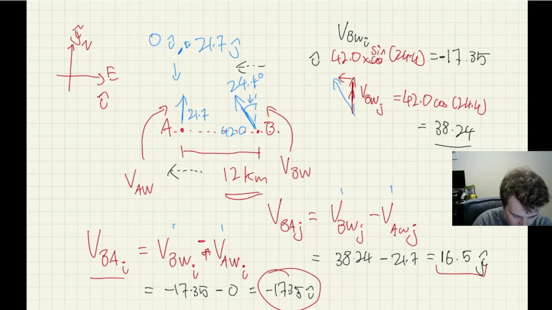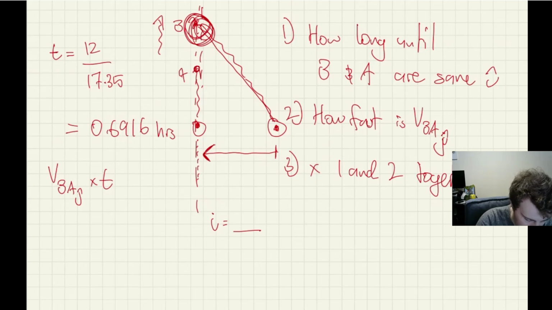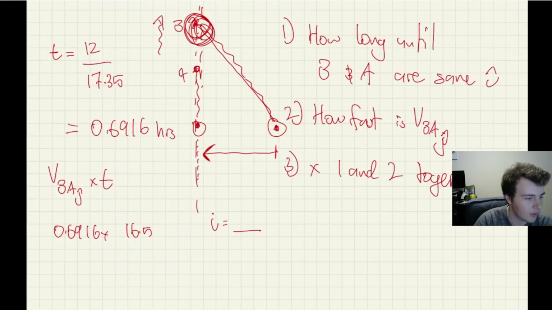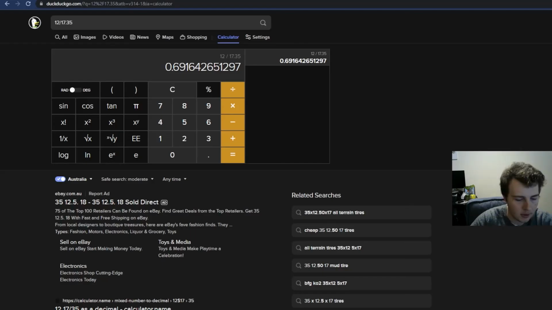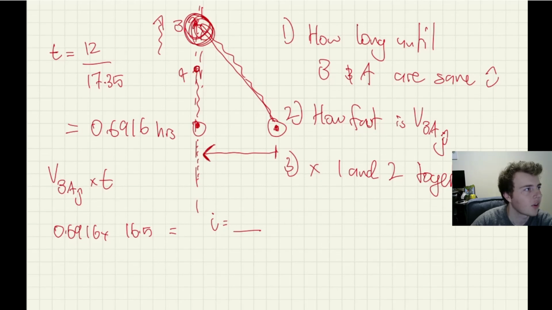So we're going to do 0.6916 times 16.5. Yeah, 16.5. Okay, and that's going to be equal to 11.412 kilometers, right? Because we're doing kilometers per hour. Okay, that's that. I hope this is useful.